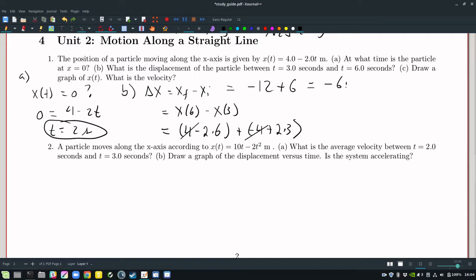So that's negative 6 meters, like that. Let's draw a graph of x of t. So this is part C.